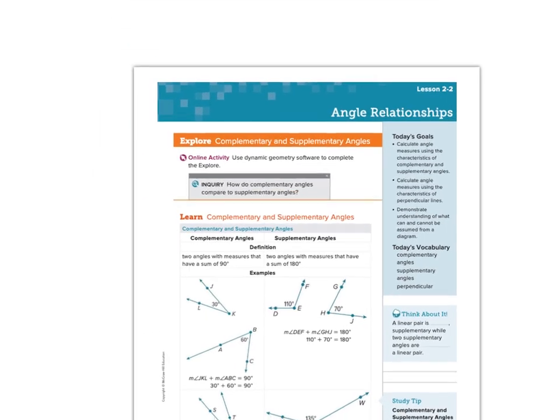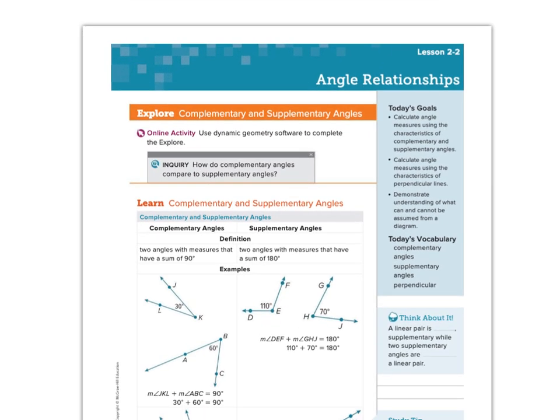Okay, we're going to continue with angles with 2-2 angle relationships. Some of the things that we were going to talk about, pretty much introducing some new vocabulary words. We're going to talk about complementary and supplementary angles. We're going to talk about perpendicular lines. Again, bam, look at those. Those are my definitions right there.